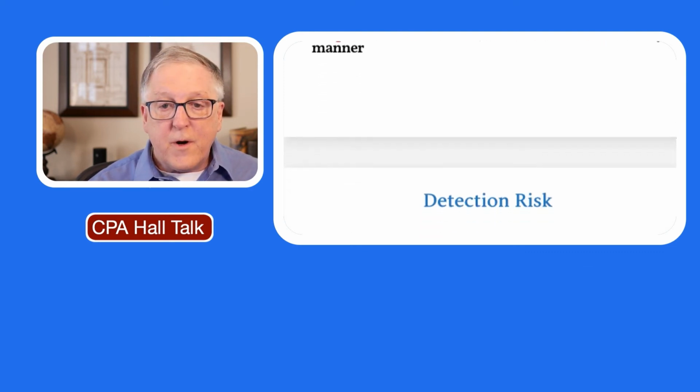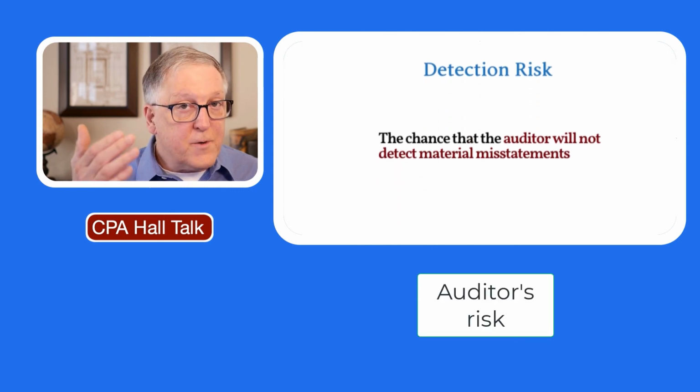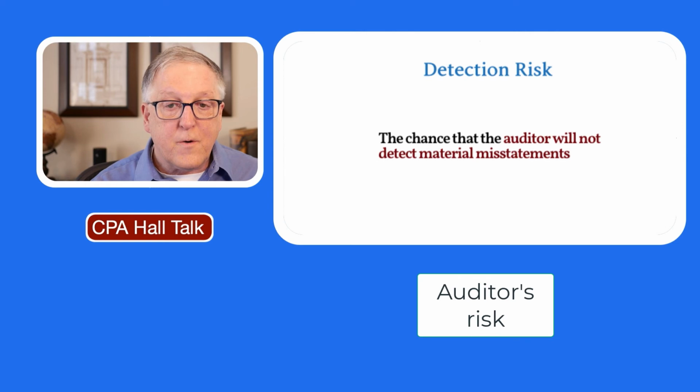And then that third element is detection risk. And again, this is your risk as the auditor. It's the chance that you or I will not detect the material misstatements that are there. The higher the inherent risk and control risk, then the more work we've got to do to bring down detection risk.